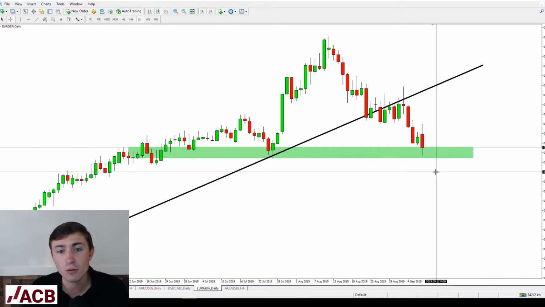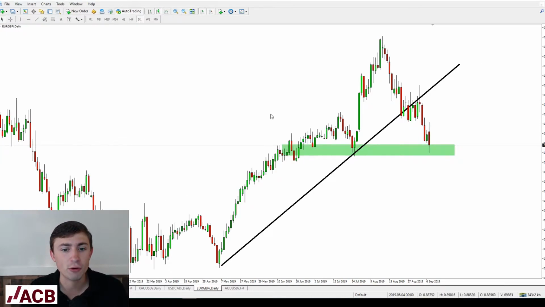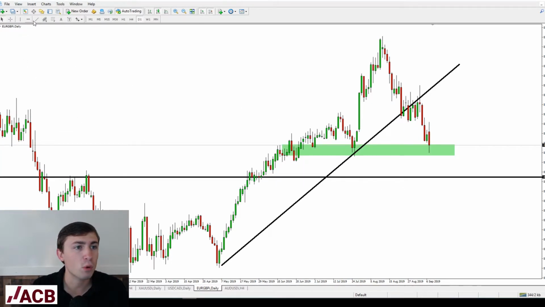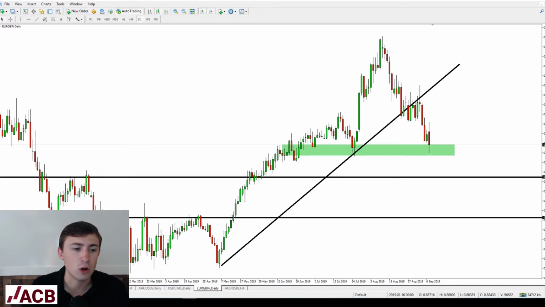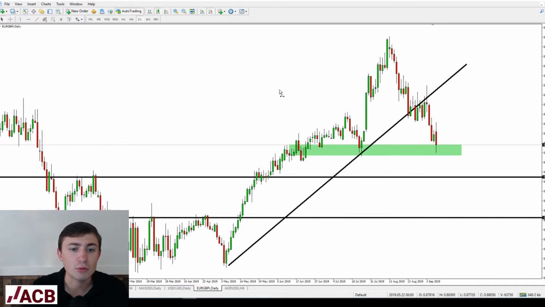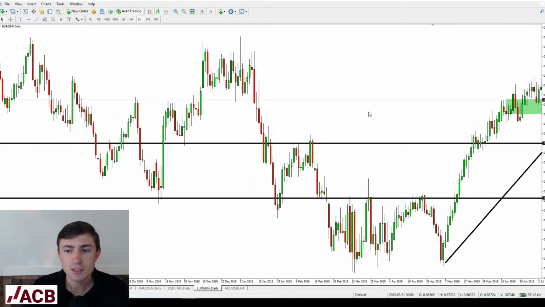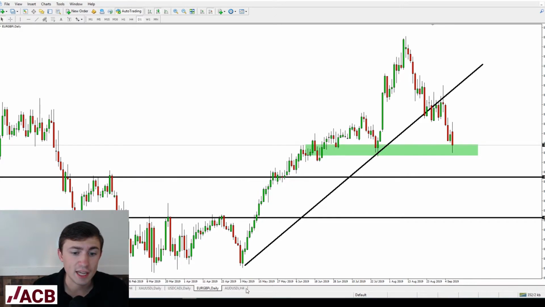If we do break through that level, we might be continuing down further for EURGBP. We may be even heading down to test this structural low here, or even longer term, maybe this very key level here. You can see that price had reacted quite heavily to this area multiple times, so this may be a level that price wants to test again.